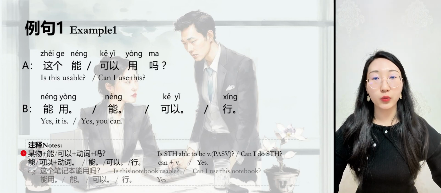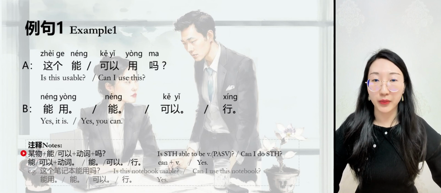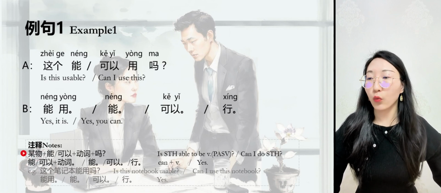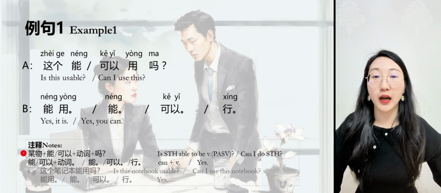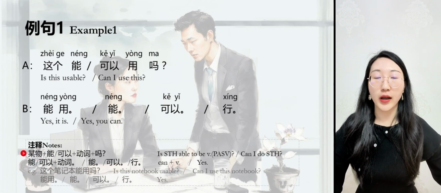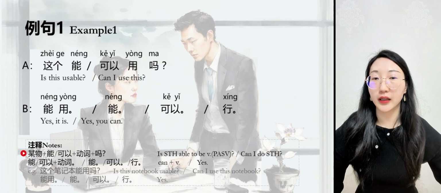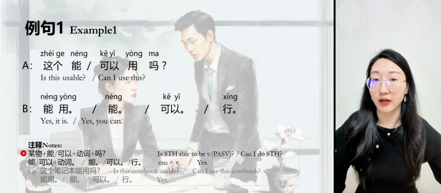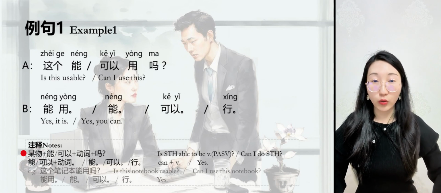So even though in this sentence we didn't actually use the pronoun I, we didn't actually ask can I do something, by asking whether something is able to be done, it means is it able to be done by me, and that's can I do something. It's like English, if you ask someone, is this seat available? You mean if this seat is available for me, can I sit here, right? And that's the same in Chinese.